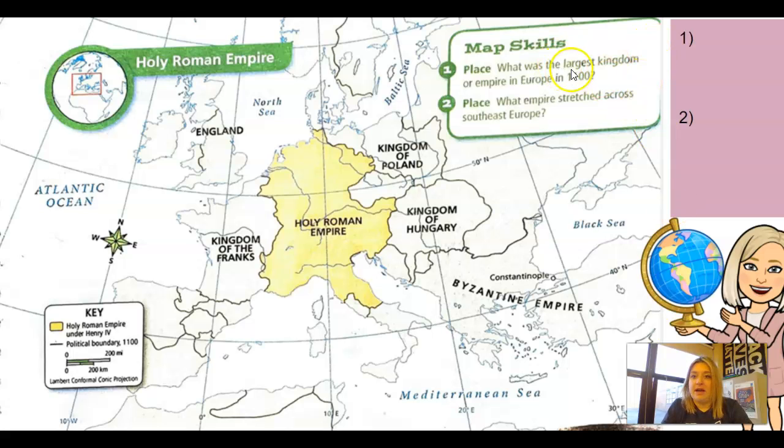So number one in the map skills box, it says, what was the largest kingdom or empire in Europe in 1100? And then what empire stretched across Southeast Europe? So you're also practicing your directions. So go ahead and pause the video and answer questions 1 and 2. You do not need complete sentences, just simply put the name of the empire.